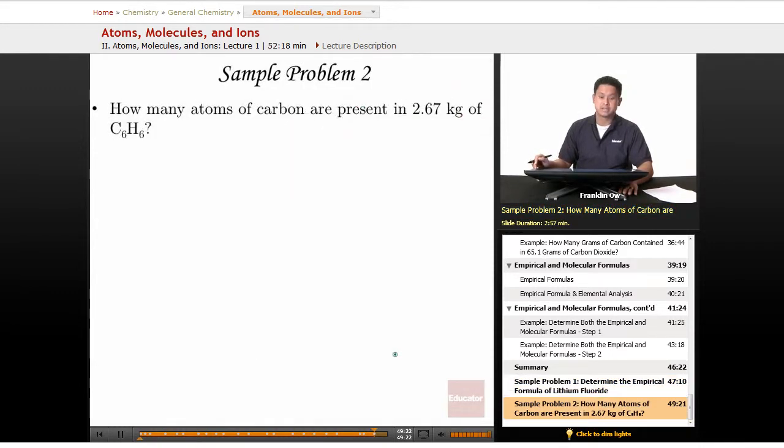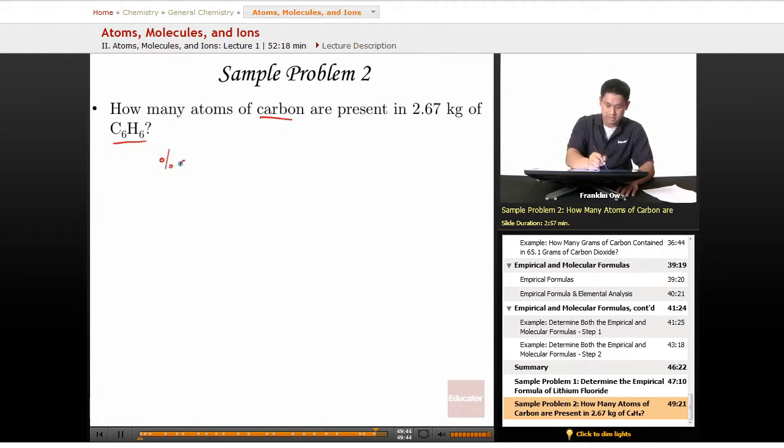And now moving on to sample problem 2. How many atoms of carbon are present in 2.67 kilograms of C6H6? So in this case, we are asked about an element within a certain compound. Well, that sounds a lot like percentage composition. So let's go ahead and calculate the percentage composition of carbon in C6H6.